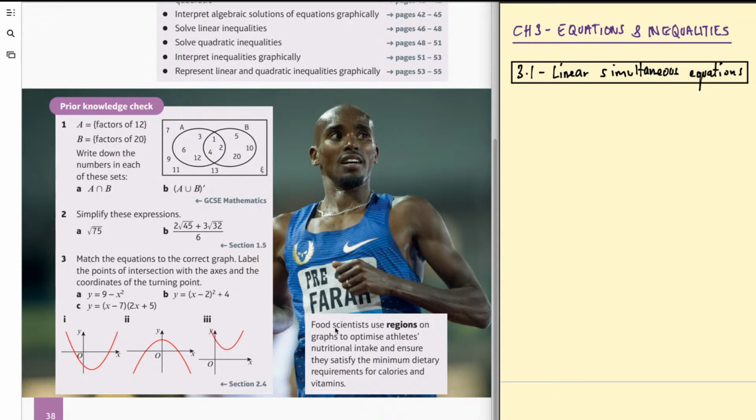Alrighty. There's a little note here. Food scientists use regions on graphs to optimize athletes' nutritional intake and ensure that they satisfy the minimum dietary requirements of calories and vitamins. Regions on graphs, so we'll be talking about those.